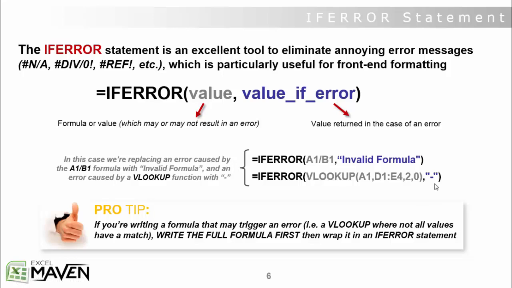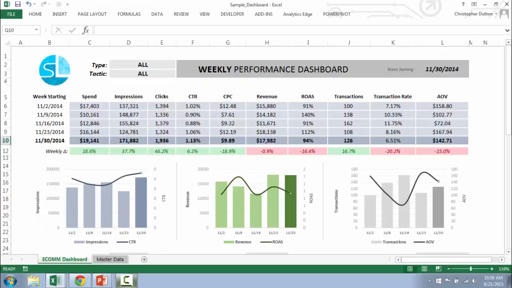So pro tip, if you're writing a formula that may trigger an error, like a lookup value where not all values might have a match, write the full formula first and then at the end, wrap it in an IFERROR statement. Otherwise, things can get a little bit sketchy pretty quick, especially as we start working with some longer, more complicated nested functions. So now I just want to hop over to Excel and really quickly show you an example of how the IFERROR statement can be used in practice.